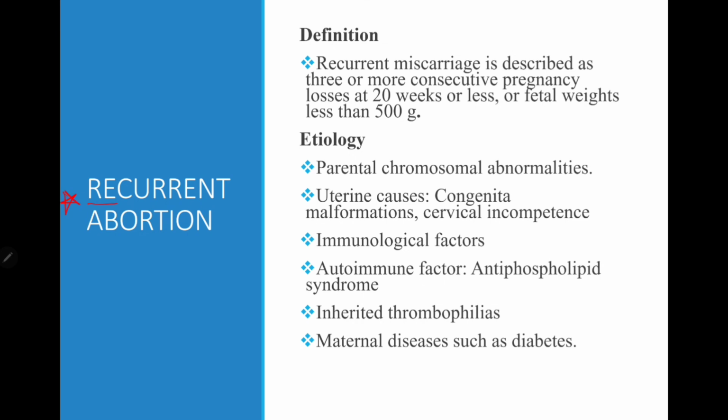Now, recurrent abortion. Moving on to the next type, that is recurrent abortion. What is the definition of recurrent abortion? Recurrent miscarriage is described as 3 or more consecutive pregnancy losses at 20 weeks or less, or fetal weights less than 500 grams. Very important definition. So recurrent abortion is described as 3 or more consecutive pregnancy losses at 20 weeks or less, or fetal weights less than 500 grams.